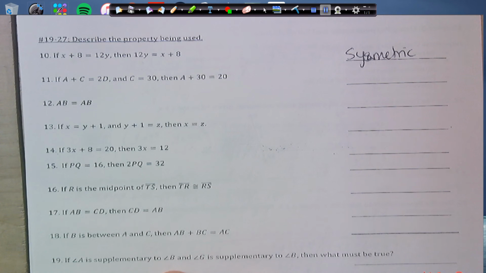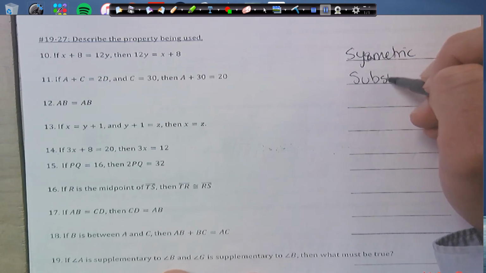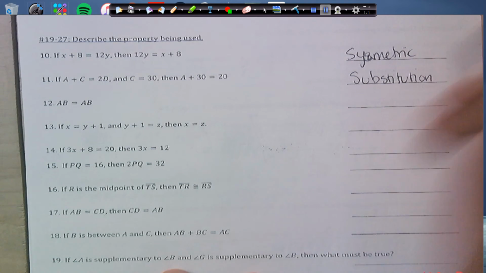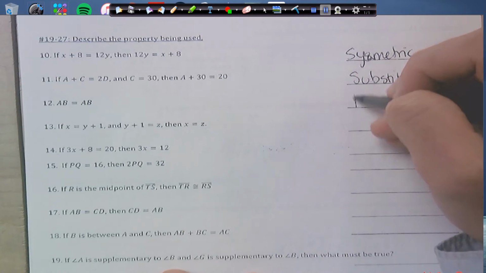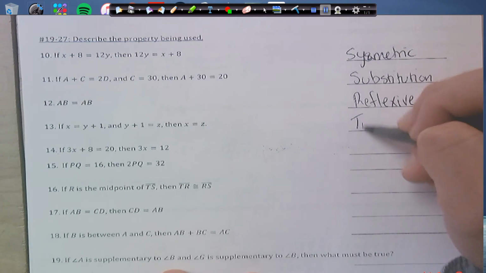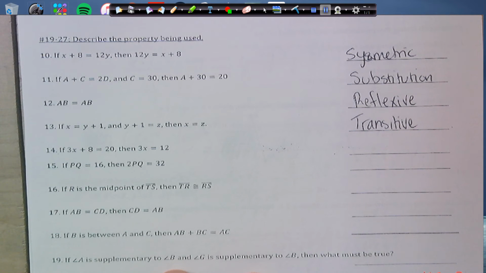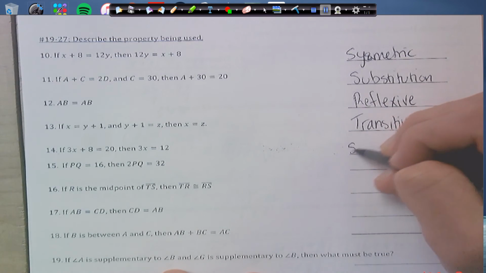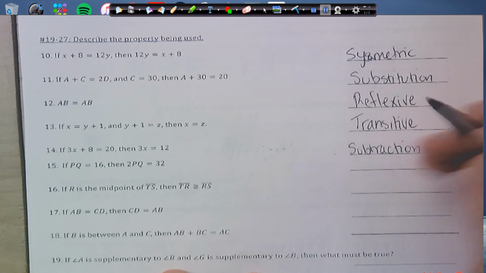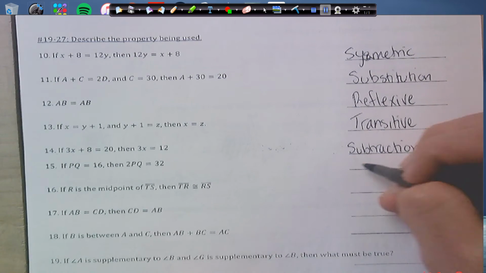A plus c equals 2d, c equals 30, then a plus 30 equals c, 20. That's a substitution. A equals b, that is reflexive when it's the exact same thing. X equals y plus 1, y plus 1 equals z, then x equals z, that is transitive. 3x plus 8 equals 20, 3x equals 12, so I subtracted 8 from both sides, so that's subtraction. PQ equals 16, and 2 times PQ equals 32, so I multiply both sides by 2, so that's multiplication.